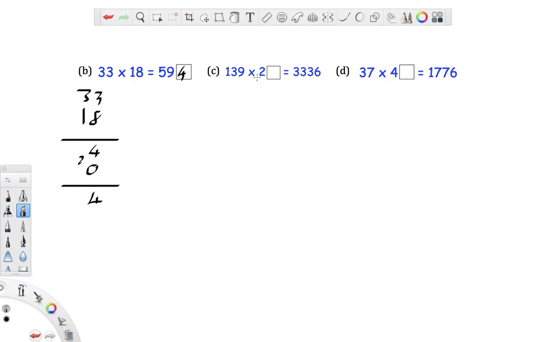Slightly different problem. 139 times 20 something is 3,306. Well, how are we going to get a 6 at the end? What are we going to have to times by 9 in order to get a 6 at the end? So if we think about our 9 times table, what is a multiplication when we end with a 6?